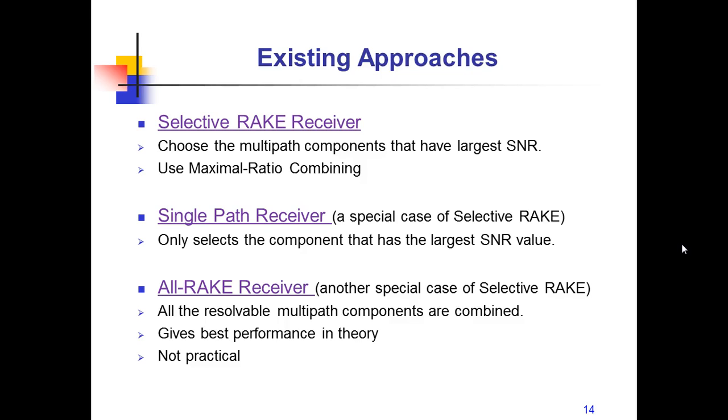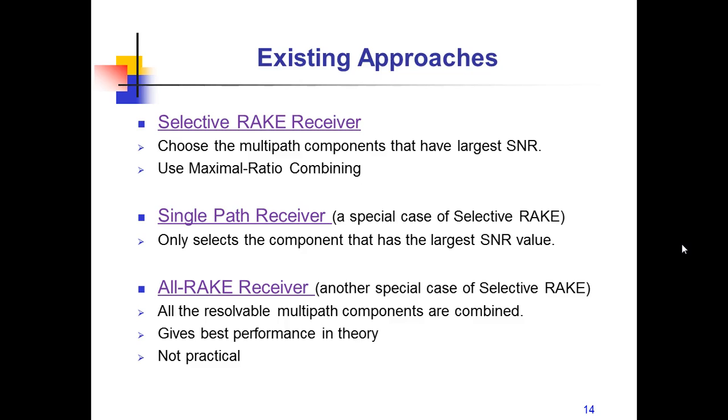The second approach is the single-path receiver, which is a special case of the selective rake. It simply chooses the component that has the largest SNR. As we can expect, the performance of this kind of receiver is worse than the previous kind, because it discards all the other components that also contain useful information, but it reduces the complexity.